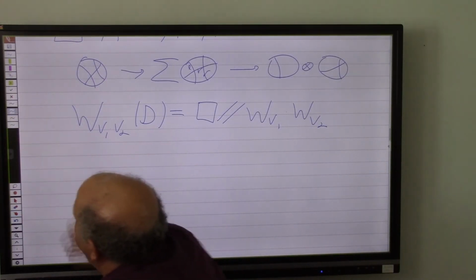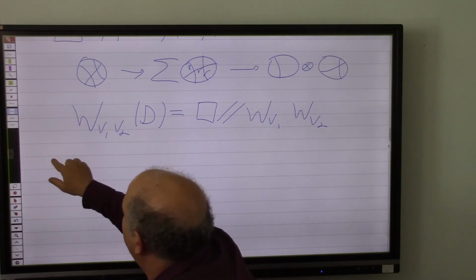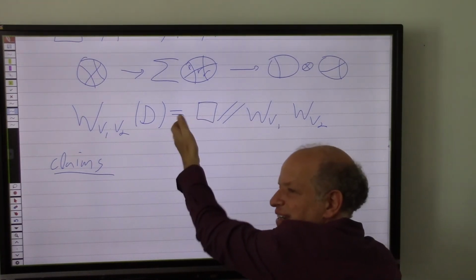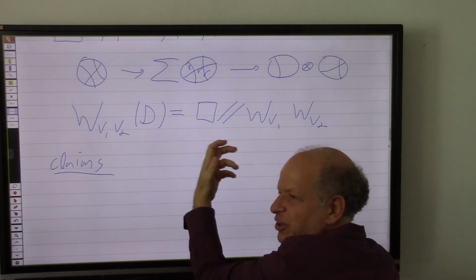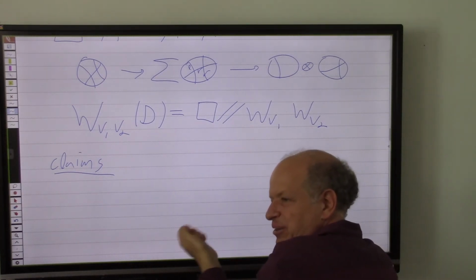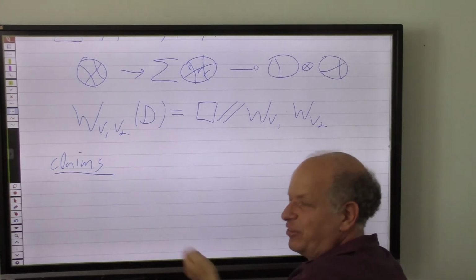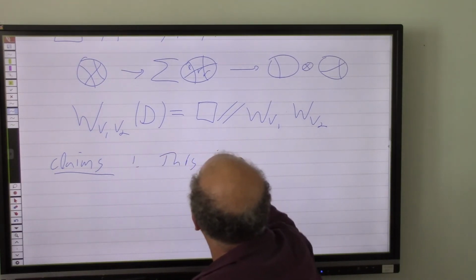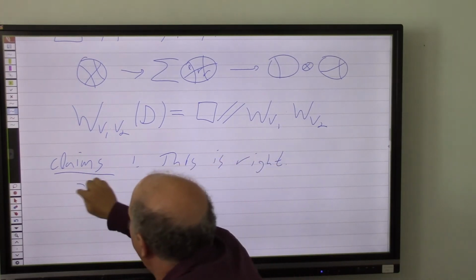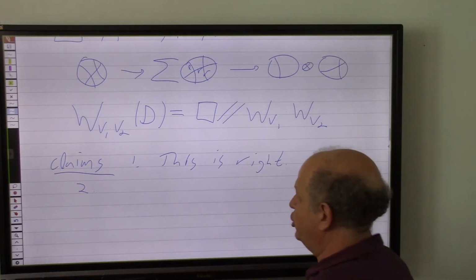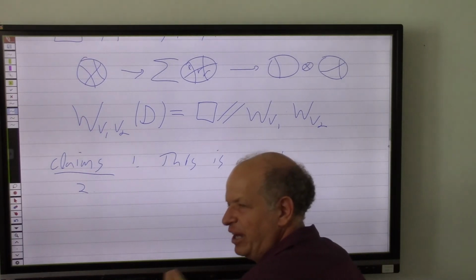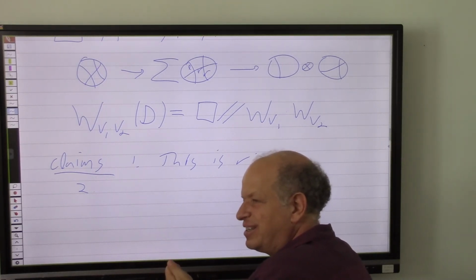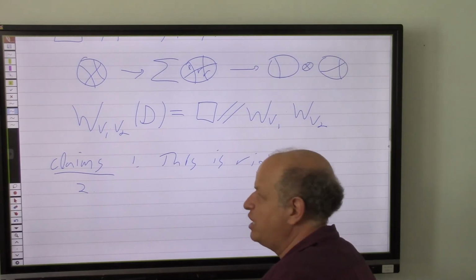And now I have a number of claims to prove. Okay? So first of all, the first claim is that this is actually right. I kind of told you how I was inspired to get to it, but the claim is that you can actually prove it if you're very, very careful and you write all the details. So, one, this is right. But there is a sanity check to make. The way I defined it on chord diagrams, you have to check that it descends to the quotient by the 4T and the FI relations.